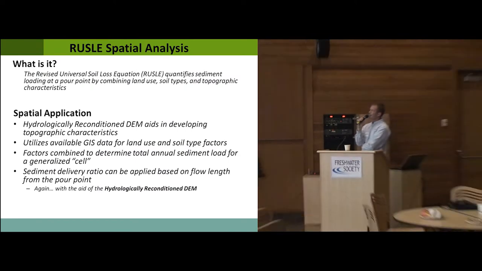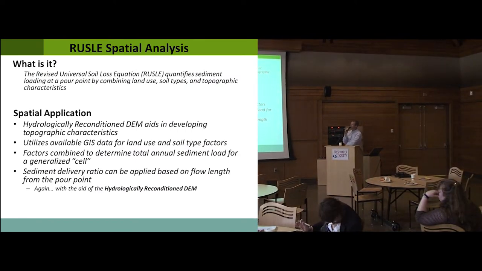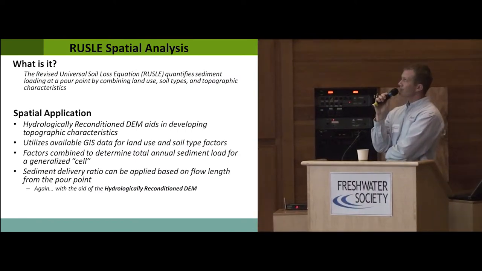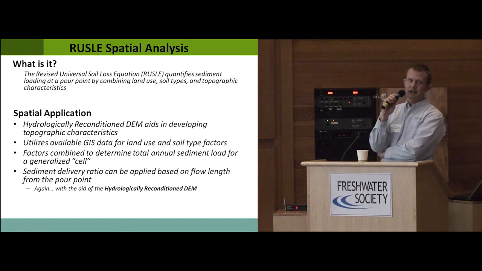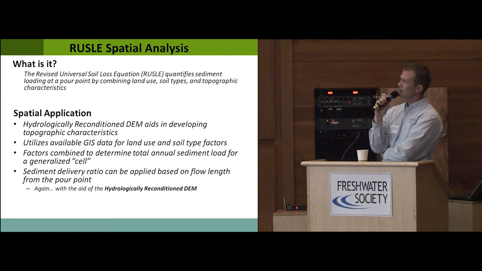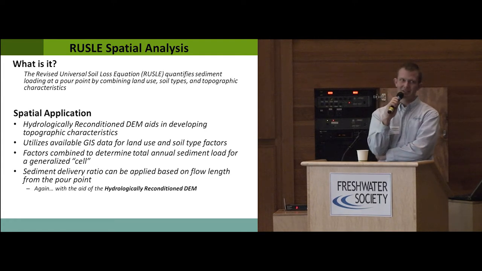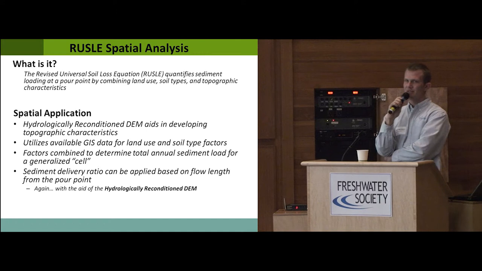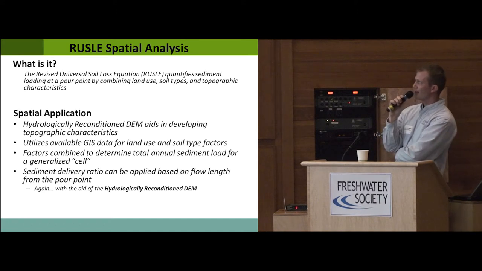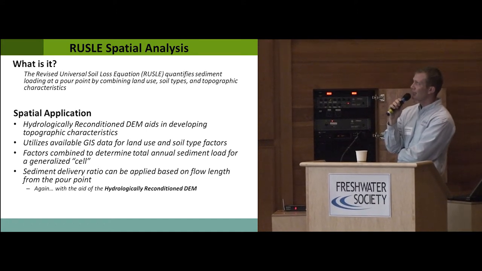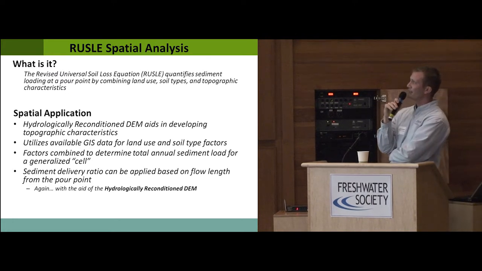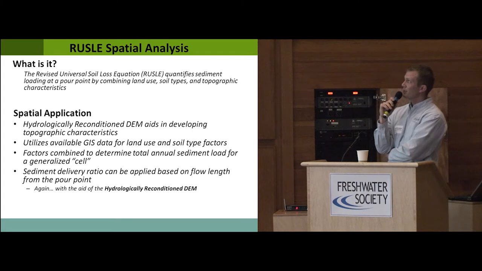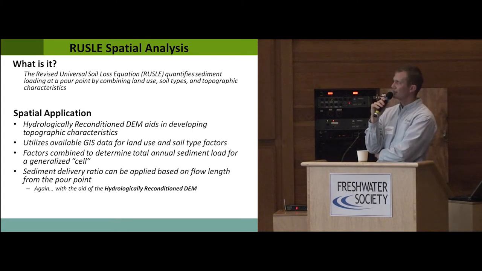And that kind of brings us to the next piece of our analysis, where we take a look at the Russell equation, and we try to apply it in more of a spatial setting. I think Pete Young actually did a pretty good job of spelling out maybe some of the fundamentals behind Russell in terms of the input variables that go into it, so I'm not planning on diving too deep into that, but essentially what Russell allows us to do is determine what the sediment loading is due to sheet flow across the watershed due to land use, soil types, and topographic characteristics.